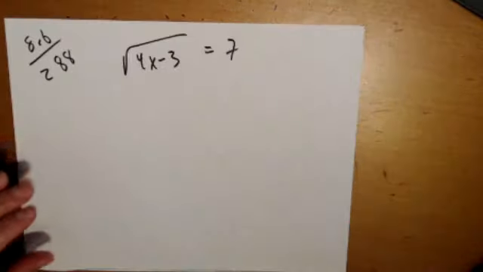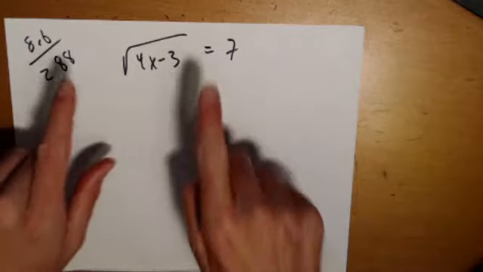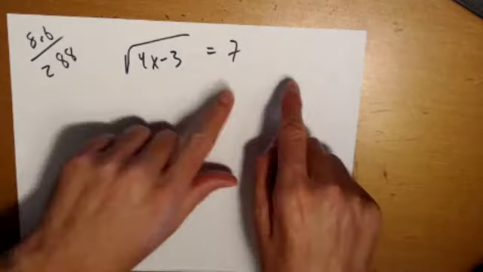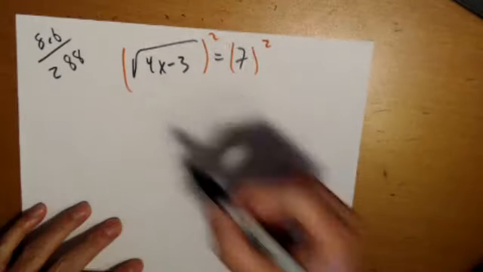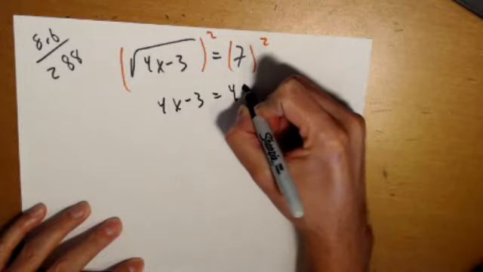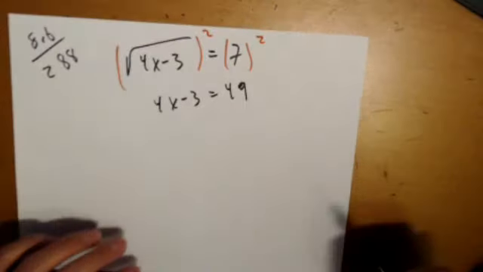So there's an interesting trick when you have a square root on one side and just a number on the other side. Whatever you do to the left, you do to the right. So we just square both sides. Aha. Squaring a square root is easy. And you get 49 there. So 4x minus 3 equals 49.